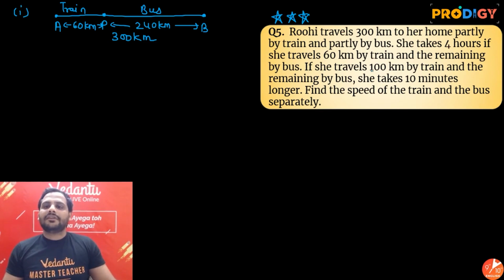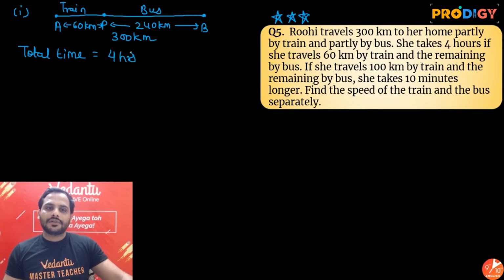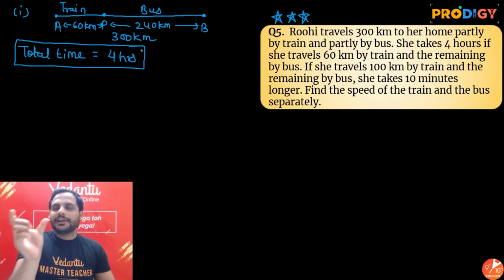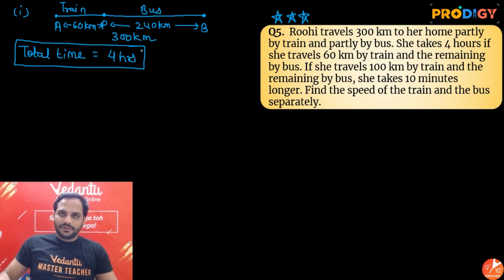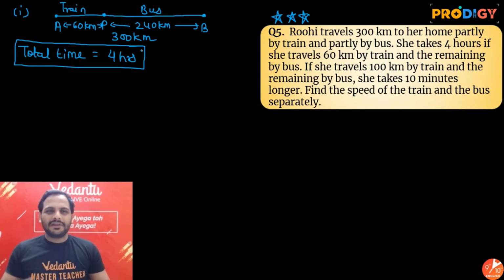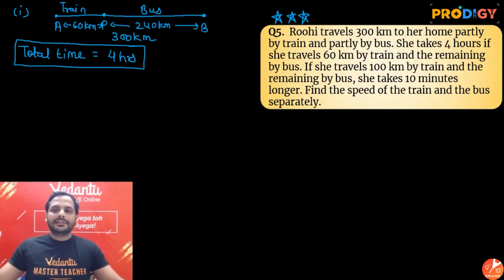Next case, if she travels 100 kilometers by train and the remaining by bus, then the time she takes is 10 minutes longer. That means in that case she is taking 4 hours 10 minutes in total. ठीक है. Obviously, train runs with a different speed, bus goes with a different speed. So if the speeds are different, time obviously will have some difference, है ना. So they are asking to find the speed of the train and the bus.